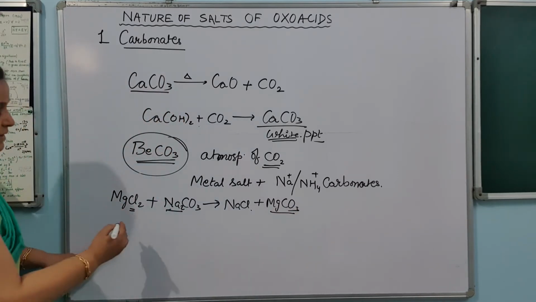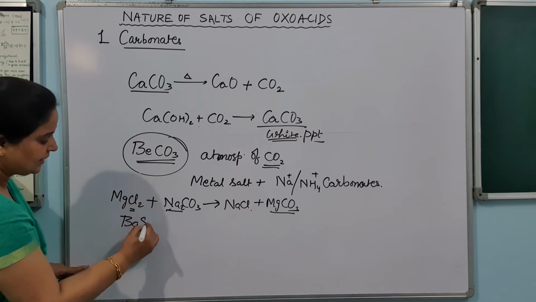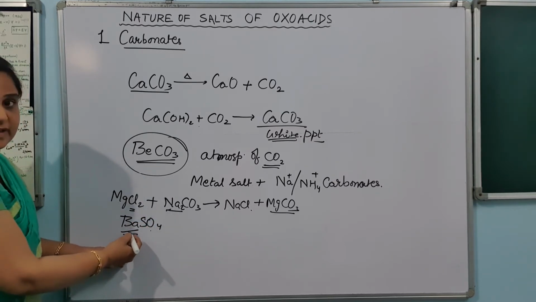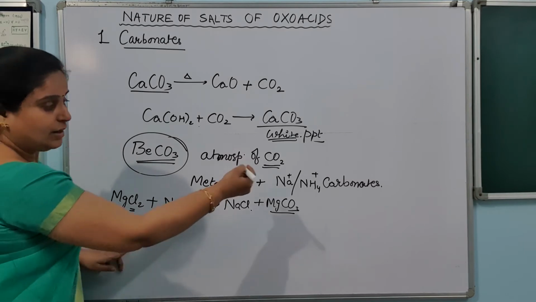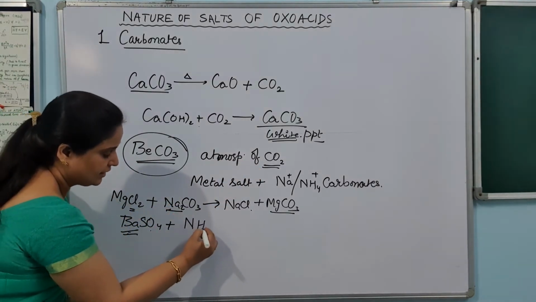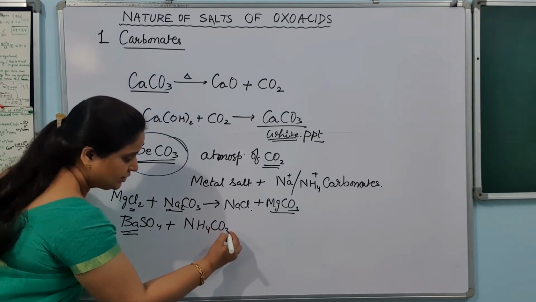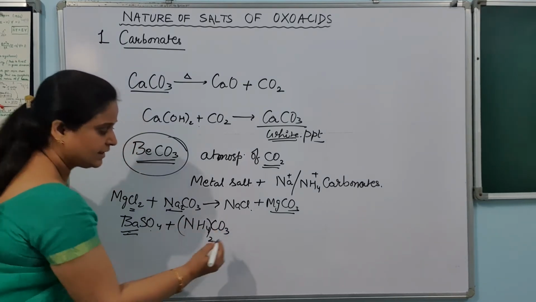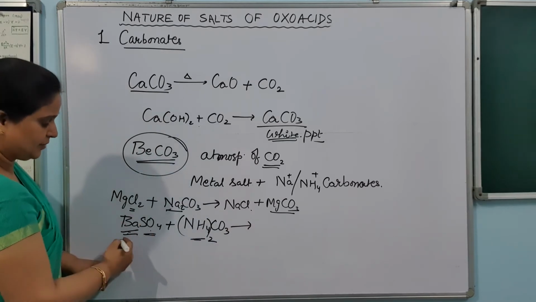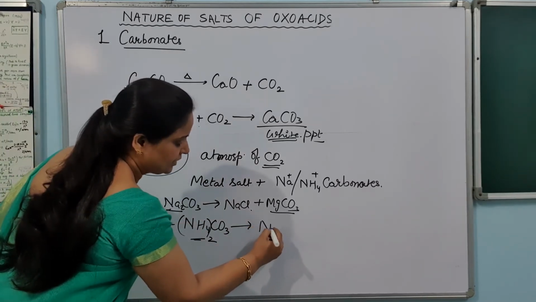एक और example ले लेते हैं, BaSO4. This time I have taken the salt of barium and I am going to react it with ammonium salt, ammonium carbonate. So it is what? NH4 CO3. ठीक है. So this is what? Ammonium sulfate will be formed and barium carbonate.